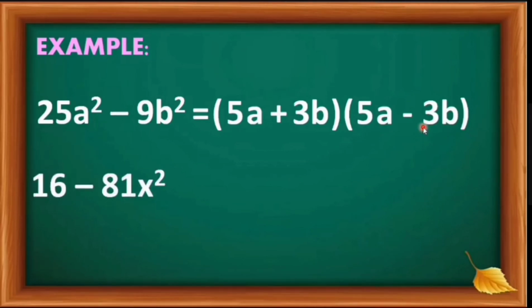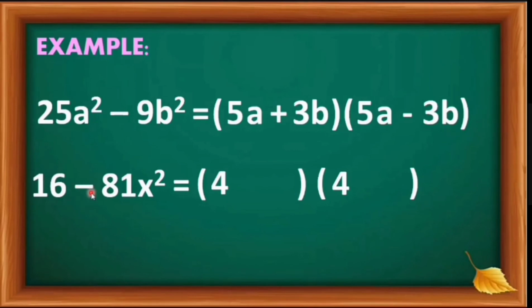Okay, next example, 16 minus 81x squared. Obviously, 16, which is the first term, is a perfect square. 81x squared is also a perfect square. So to factor this out, maglagay ng two pairs of parentheses. Get the square root of the first term. The square root of 16 is 4. Ilagay natin sa kabila, 4. Because 4 times 4 is 16.